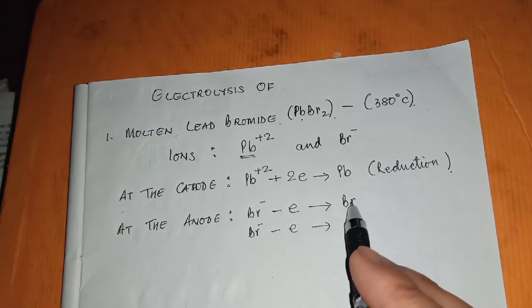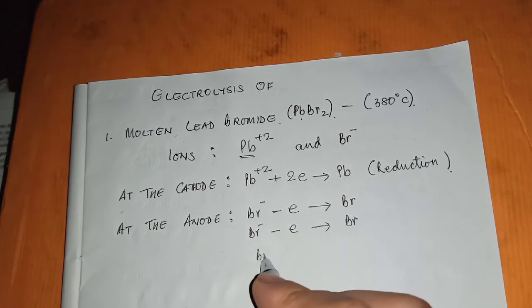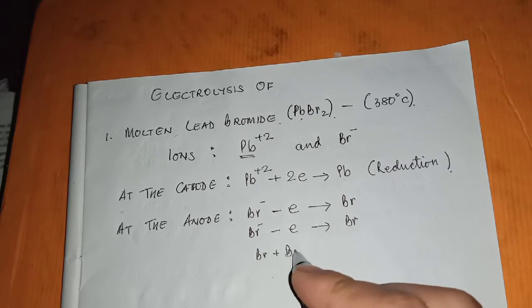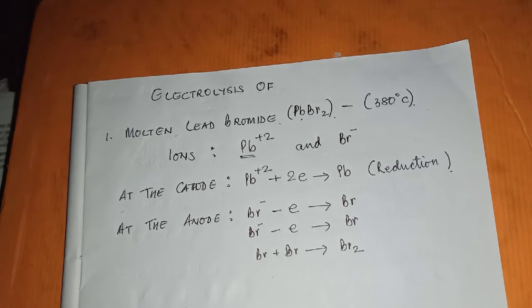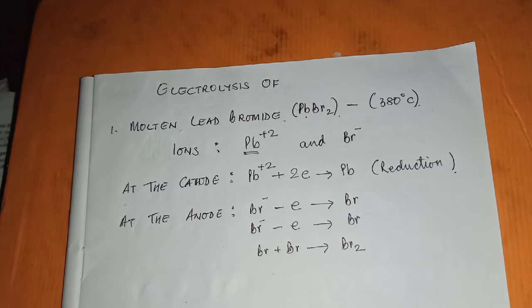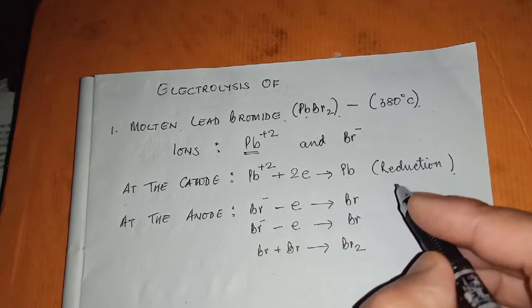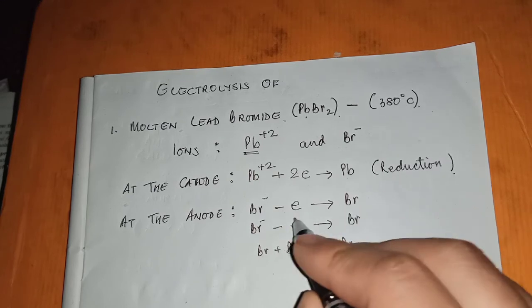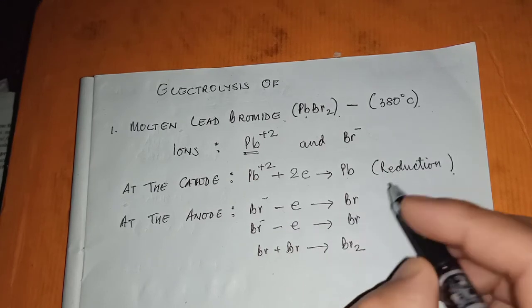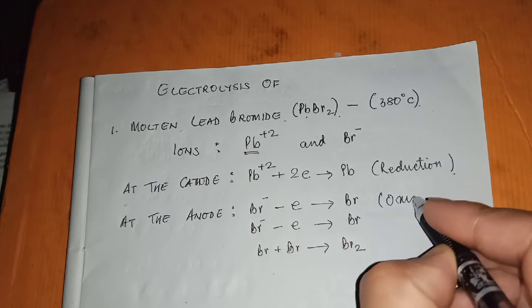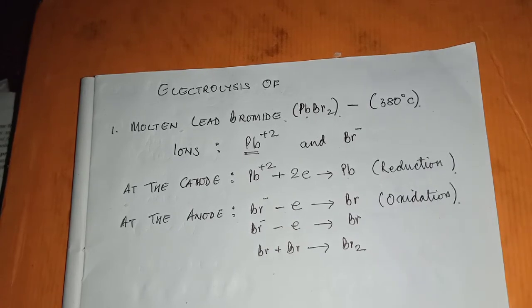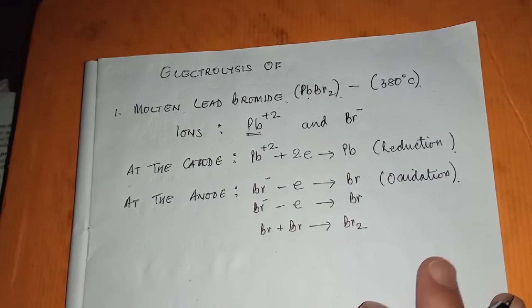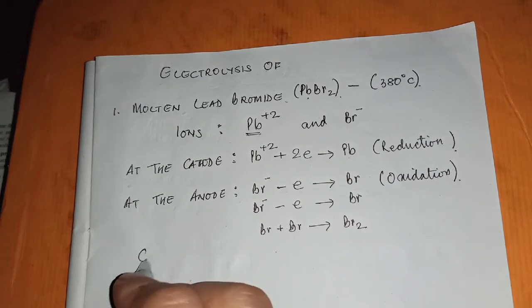Now these two bromine atoms cannot exist in atomic form. They will come together, combine, and form a bromine molecule like this. So these are the two reactions taking place at the anode, and this is loss of electron, LO, therefore this is an oxidation reaction. Now, what will be the overall reaction?